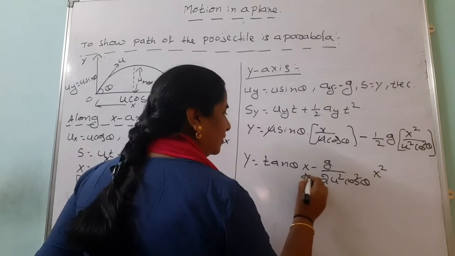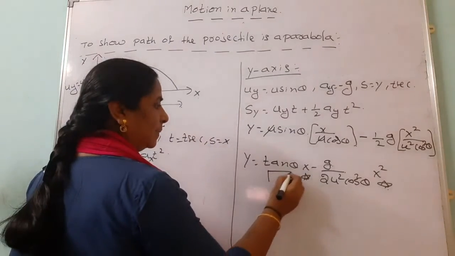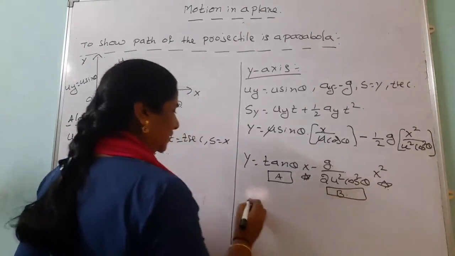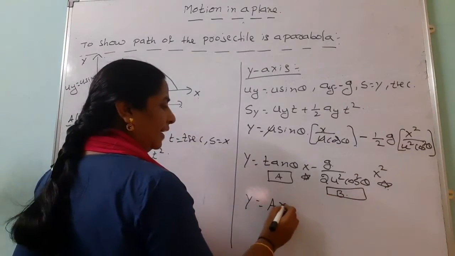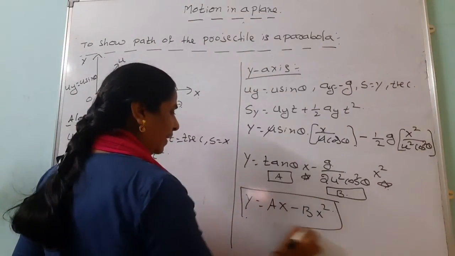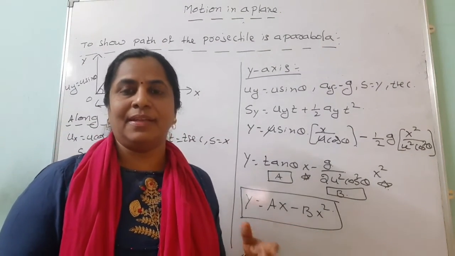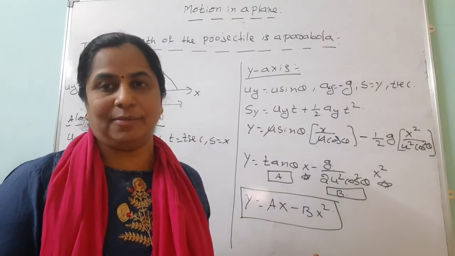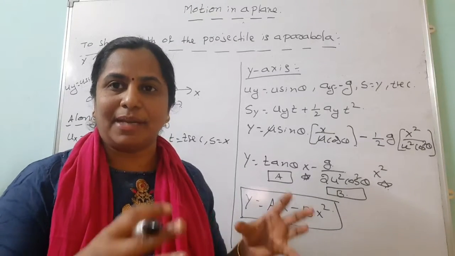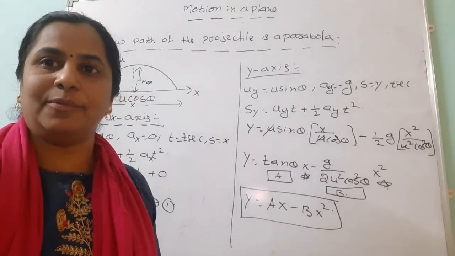Simply I have separated, look at this star mark, x and x square. I consider this part as a and this part as b. Then how do we write this expression? y equals ax minus bx square. It represents the parabolic path equation. That's why finally our conclusion is that the path of the projectile is a parabola. We can't just say it to the examiner, so mathematically we have to give the proof that the path of the projectile is a parabola.